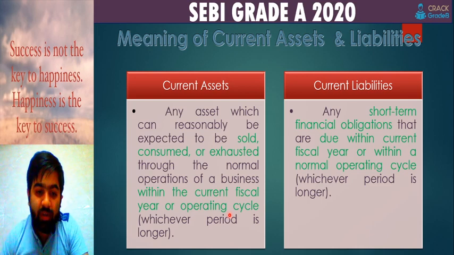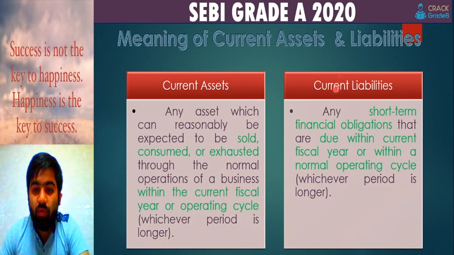So it is written here, whichever period is longer. Any asset which can be sold, consumed, or exhausted within a year, or operating cycle, whichever period is longer, is current assets. Okay, so we get to know about this definition.